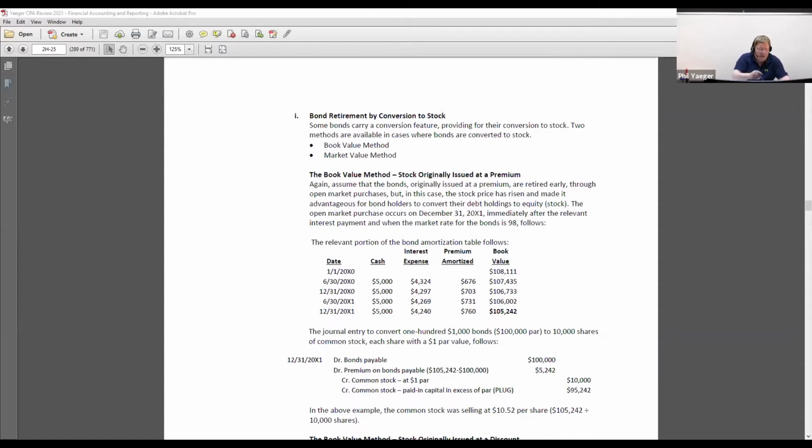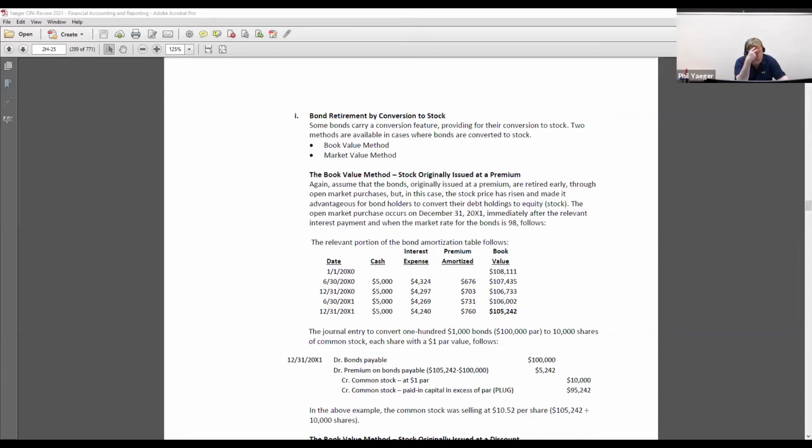It's partial. Now notice the bonds are issued on 1/1/X0. They were issued at a premium. Why? The face amount of the bonds is how much? 100,000. So we issued at 108,111.